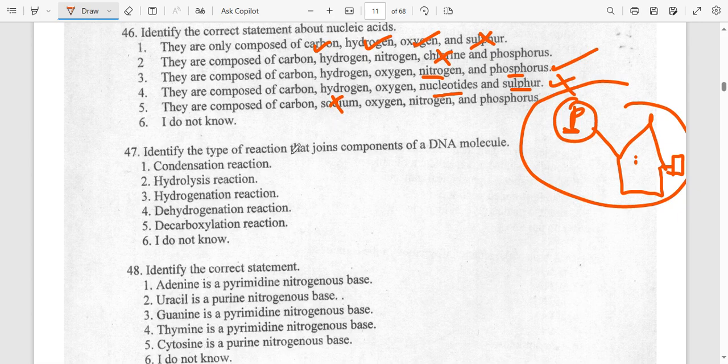Identify the type of reaction that joins components of DNA together. So, when you want to join a phosphate with a pentose sugar, the bond you form there is known as a phosphate ester bond. Then the bond between a nitrogenous base and our sugar is known as a glycosidic bond. This reaction is supposed to release water, so it's a condensation reaction.